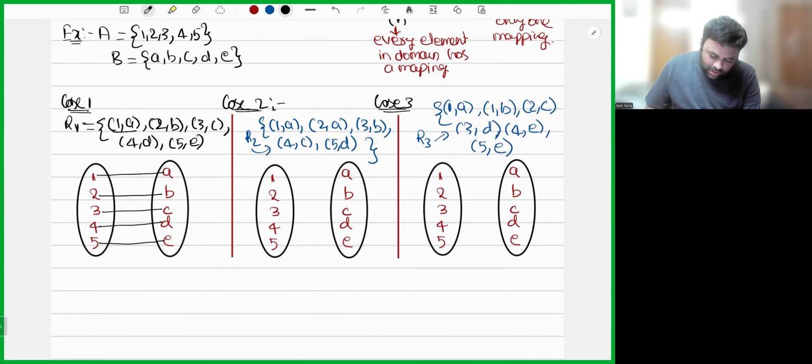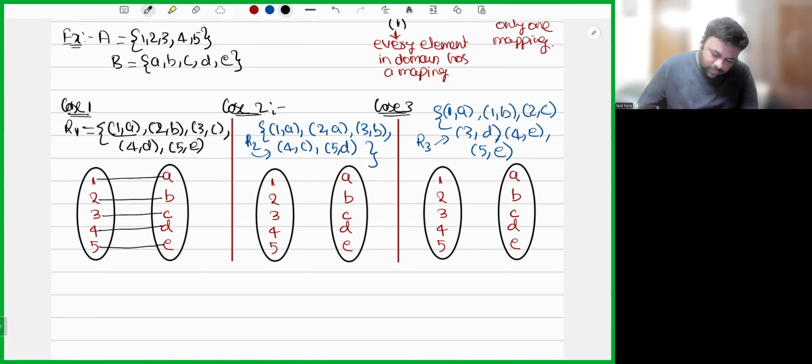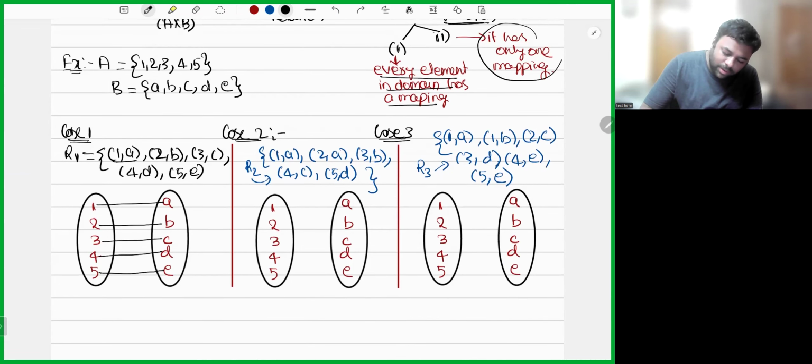Because set A, how will we say a relation? A relation is a subset of ordered pairs X comma Y, where X belongs to set A and Y belongs to set B. So obviously it's a relation. Now let's check if it's a function or not. First, every element in domain has a mapping. Yes. Next, it should have only one mapping. Yes, sir, it is having only one mapping. So, is it a relation? Yes. Is it a function? Yes.